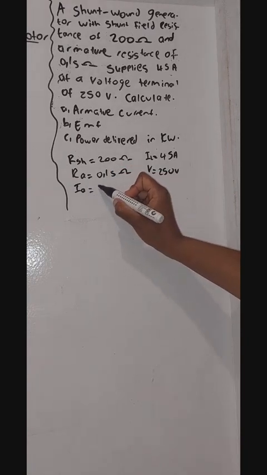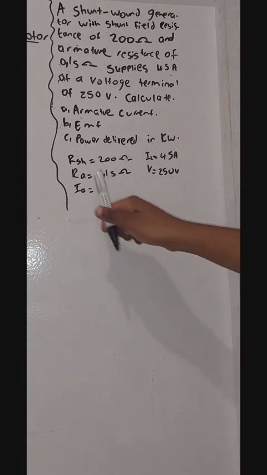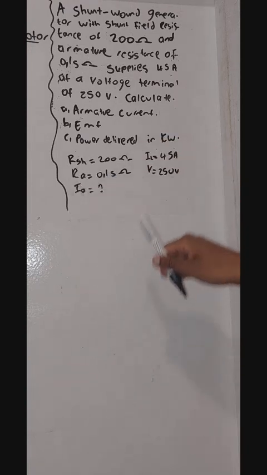So let's go to our calculation formulas and see how we can calculate IA from everything that we are given. We have R shunt, we have RA, we have IL and V. So let's go to our formulas, guys.